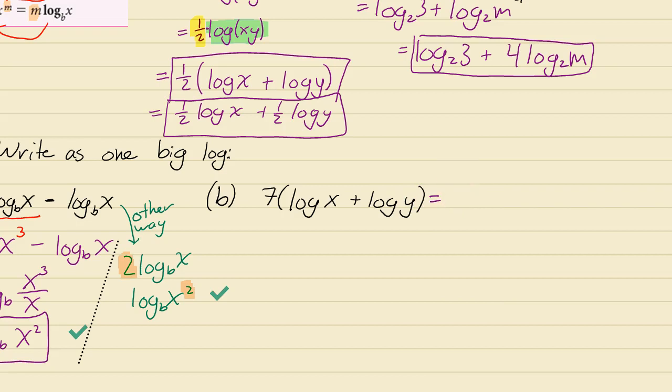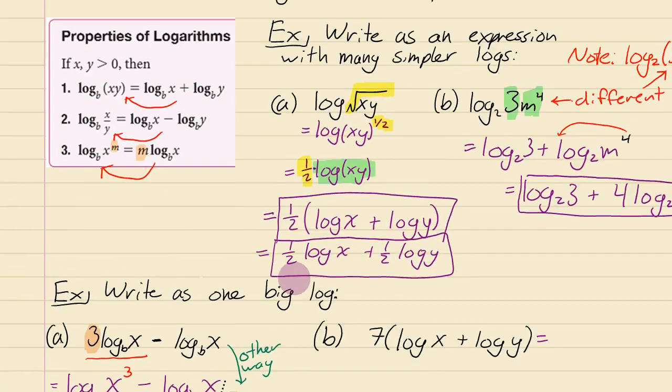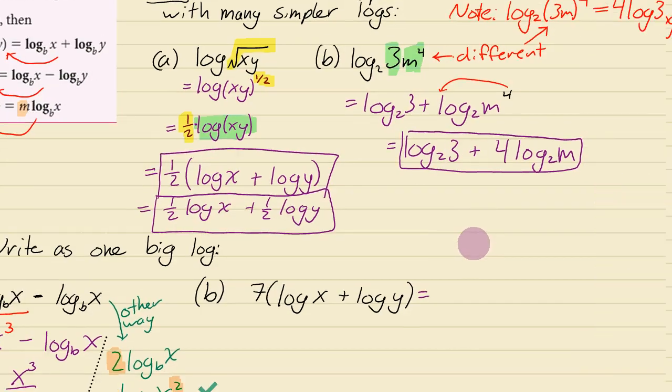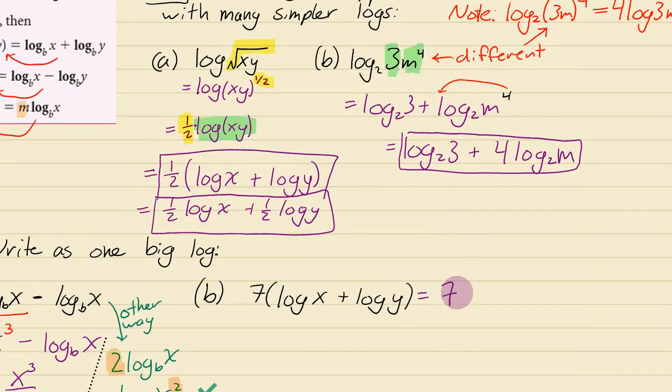So now let's look at how we can combine this into one big logarithm. First, because you have a log plus a log, that means we can use rule 1, where on the right side you have a log plus a log. So that's going to look like log of just x times y. And I'm just leaving the 7 alone.